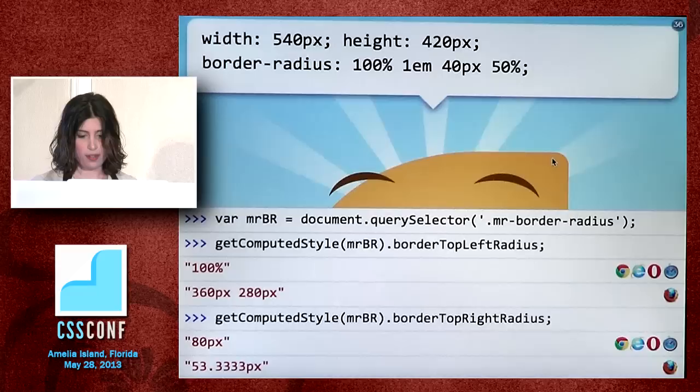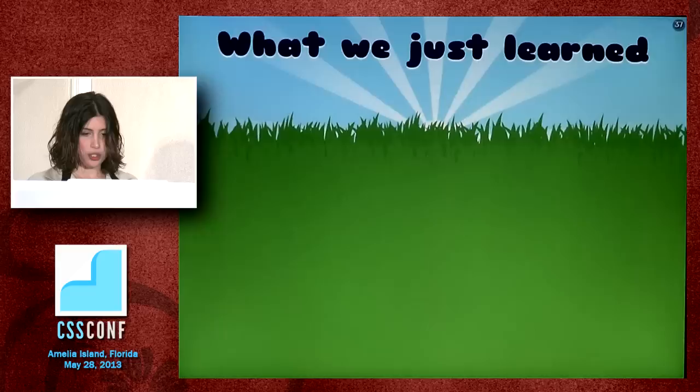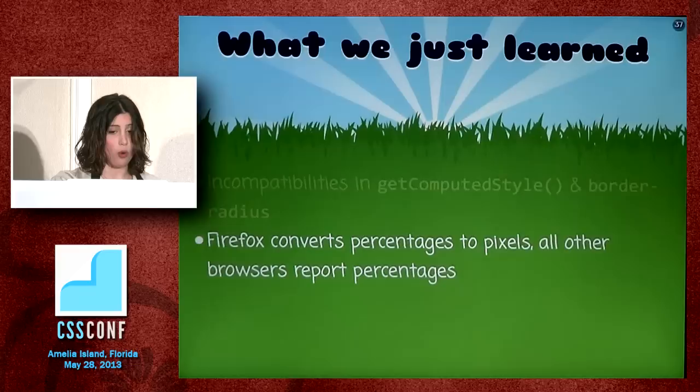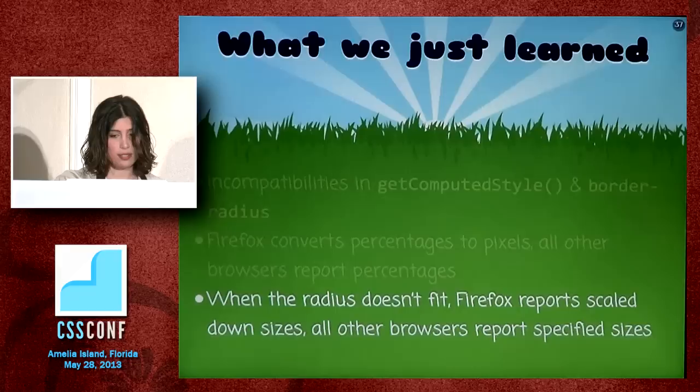So what we just learned: there are incompatibilities in scripting and border radius. Firefox converts percentages to pixels, all other browsers report percentages, and when the radius doesn't fit, Firefox reports scaled down sizes, all other browsers report specified sizes.